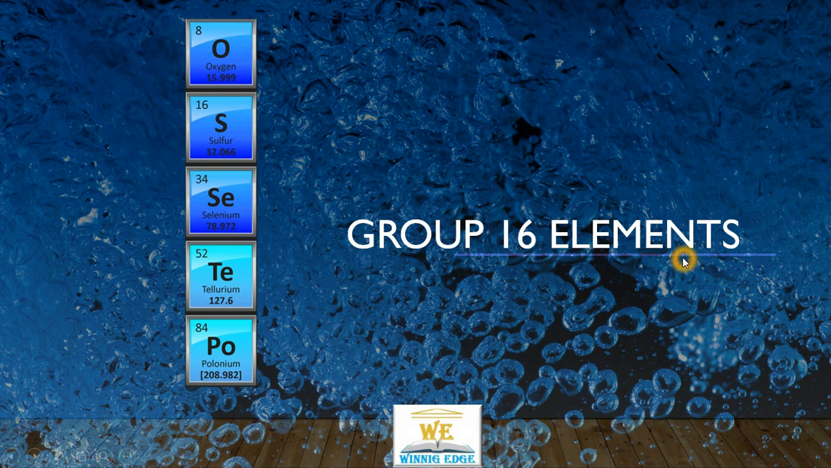Group 16 elements. The first element in group 16 is oxygen, followed by sulfur, then selenium, tellurium, then polonium.